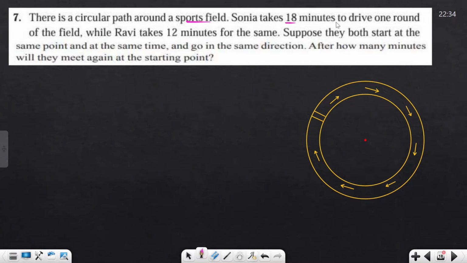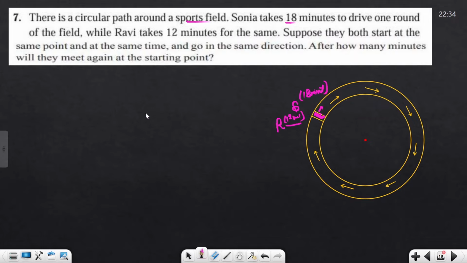Sonia takes 18 minutes to drive one round. One person is Sonia, she takes 18 minutes for one round. Second, Ravi takes 12 minutes to complete the round. Suppose they both start at the same point and at the same time go in the same direction. After how many minutes will they meet again at the starting point?